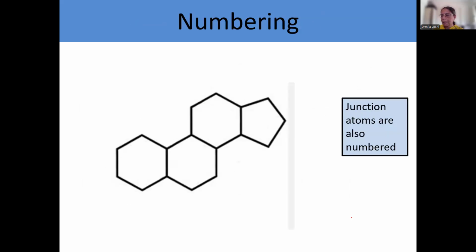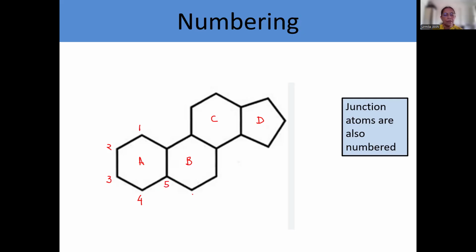Now, let us see the numbering. This numbering pattern is unique and is applicable to all the steroids. I will first name the rings A, B, C, and D. Now, the numbering starts with the A ring, but it does not complete the A ring. It goes to the B ring and then comes to the junction carbon. Just see how this is number 1. This is number 2. This is number 3. This is number 4.